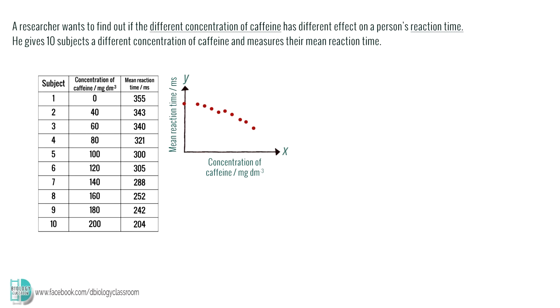The scatter diagram suggests that there may be a negative correlation between the two variables. So now he can use the Pearson's correlation coefficient to evaluate the strength of the correlation between the two variables.